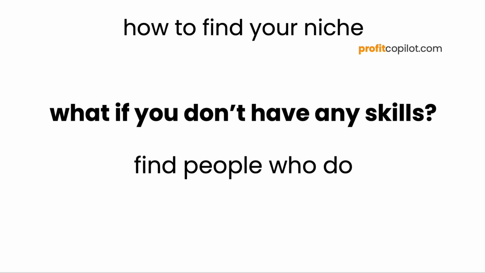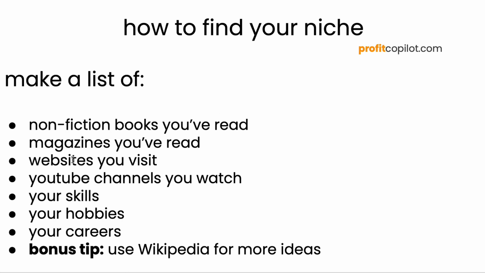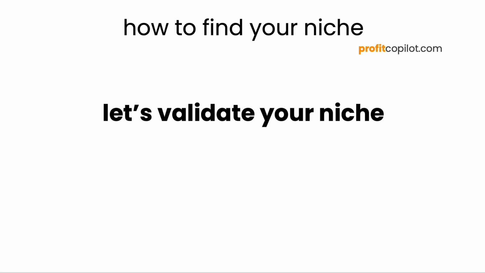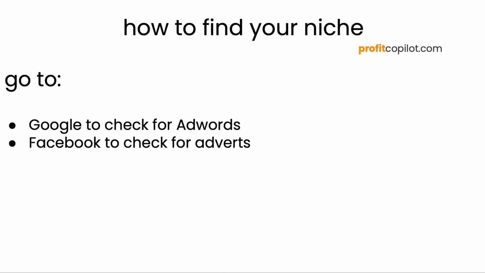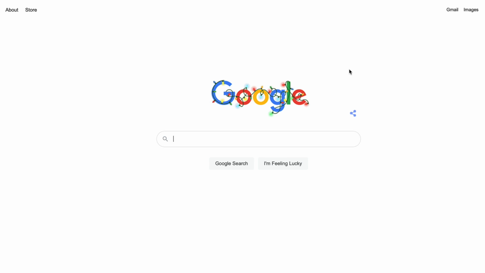Okay, so let's go back to your list. So you've made a few notes. You have some rough ideas of where to go. Next, we have to validate your niche. So to do this, we're going to use a few websites. So I want you to go to Google to check for AdWords. I'll show you how to do that in a second. Also have a look at Facebook to check for adverts. Make sure people are running ads for your niche. Also, we're going to check Amazon to make sure that books and magazines are being sold. We need to make sure that people are actually buying information products. So let's head to Google and let's mix things up a little bit.